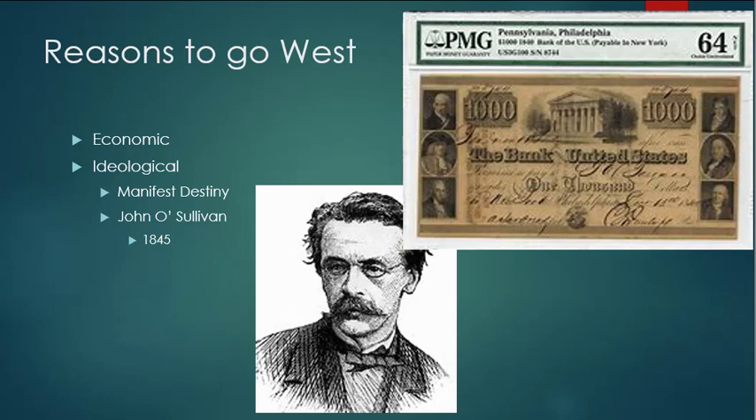The third reason is they believe that God has ordained them to take this land and to spread democracy into this land. In 1845, John O'Sullivan gives a name to this ideology. He says it is, quote, "our manifest destiny to overspread the continent allotted by Providence for the free development of our yearly multiplying millions," end quote.